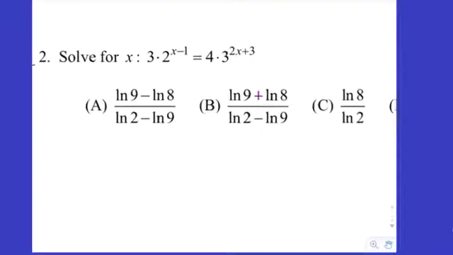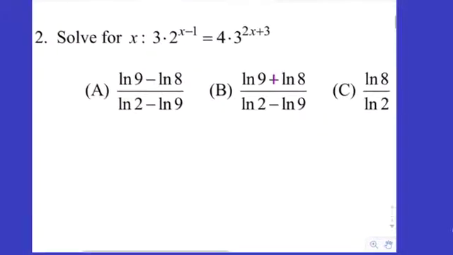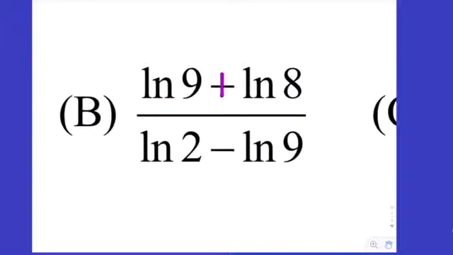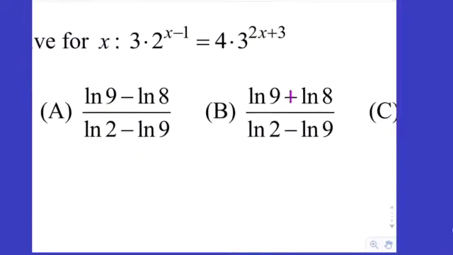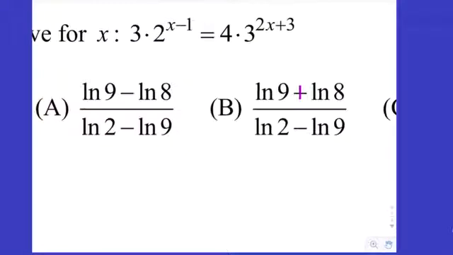Cool. Example 2. This one on the original test was supposed to be a plus sign there. That is the answer B. Tomorrow on the retest, you'll have to do the work yourself. So here is how you do it.